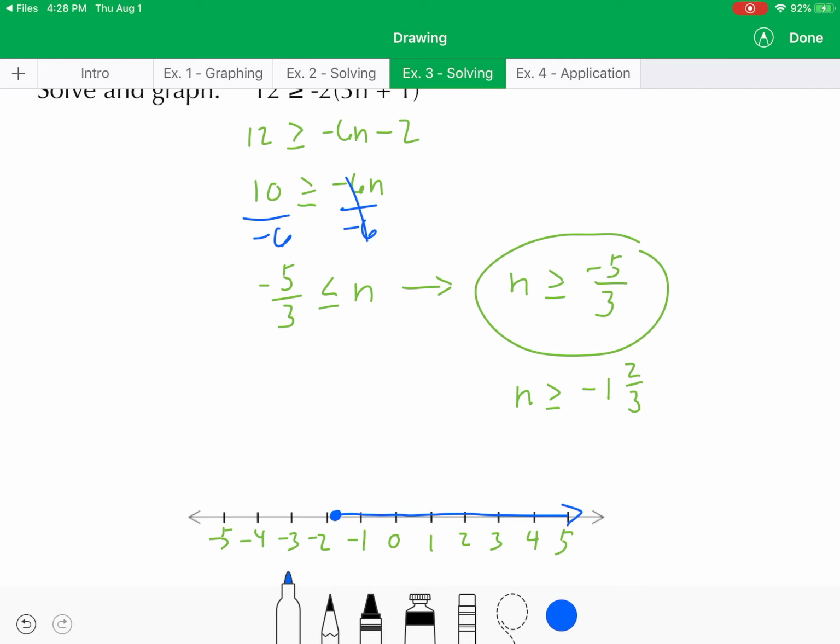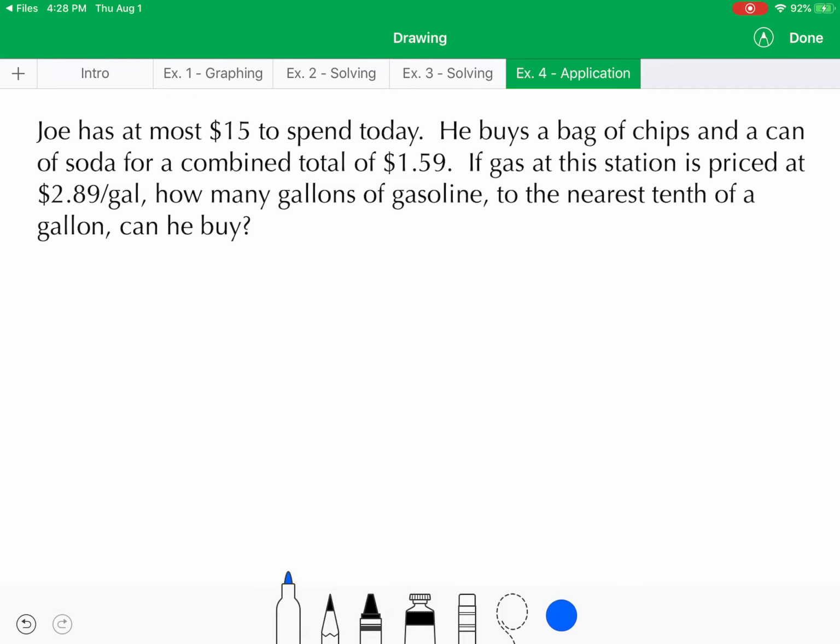Okay. Last problem, a bit of an application here to inequalities. Joe has at most $15 to spend today. He buys a bag of chips and a can of soda for a combined total of $1.59. If gas at this station is priced at $2.89 a gallon, how many gallons of gasoline, to the nearest tenth of a gallon, can he buy?